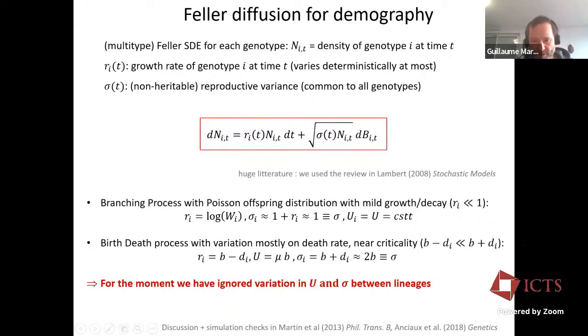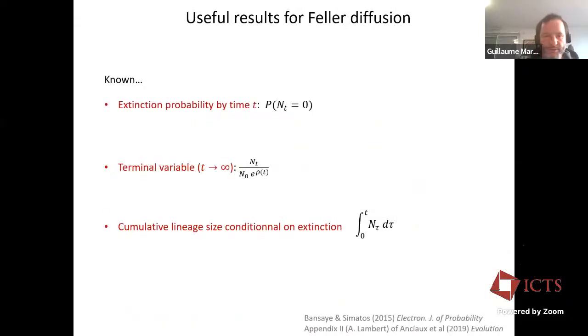Every time there is gray text down the page, there are references corresponding to where it's discussed. So this tool gives us other handy results that we can use. First, in the Feller model, we know the extinction probability at a given time. So at any time, we know the probability that a Feller process will be extinct.